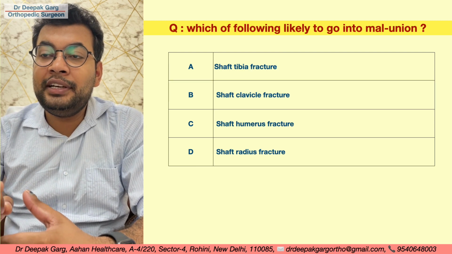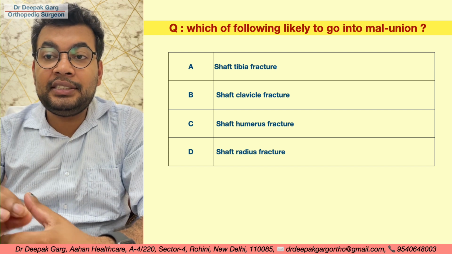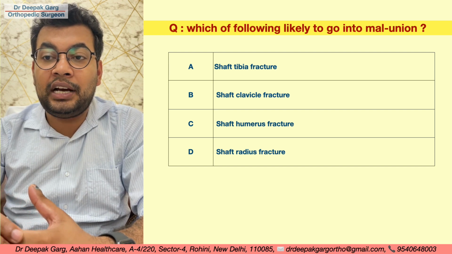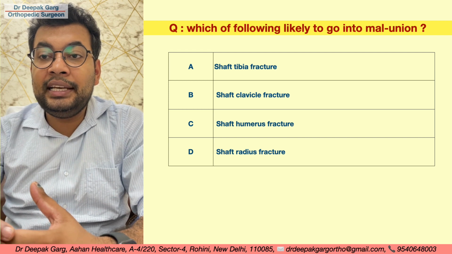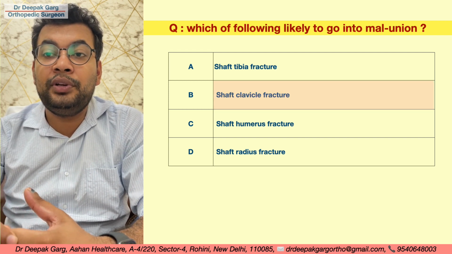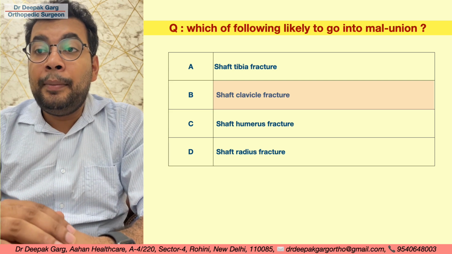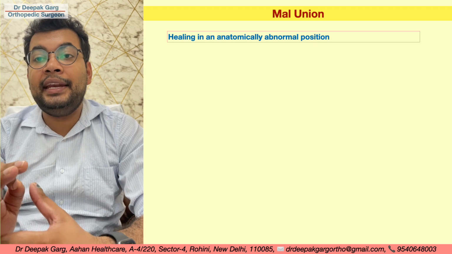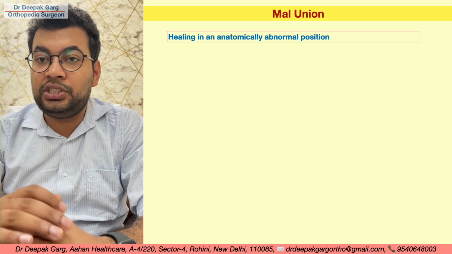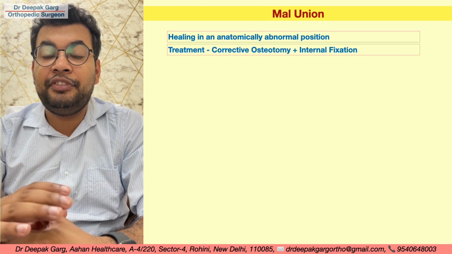Which of the following is likely to go into malunion? Shaft tibia fracture, shaft clavicle, shaft humerus, shaft radius. So the answer in this case is B. Clavicle is the most common fracture to go into malunion. So answer is B, shaft clavicle fracture. Let's look into the details. Malunion is healing in an anatomically abnormal position, and the treatment is corrective osteotomy plus internal fixation.